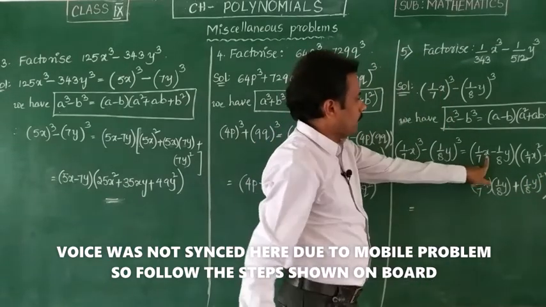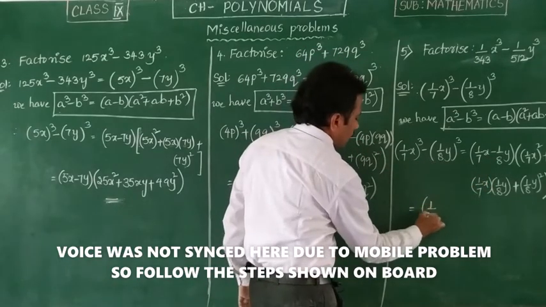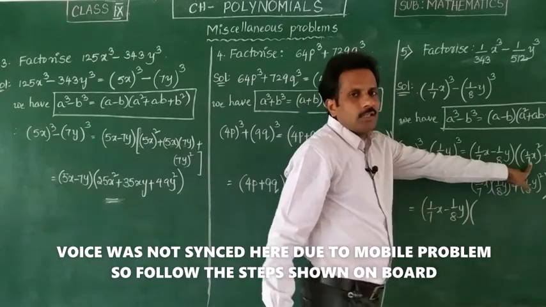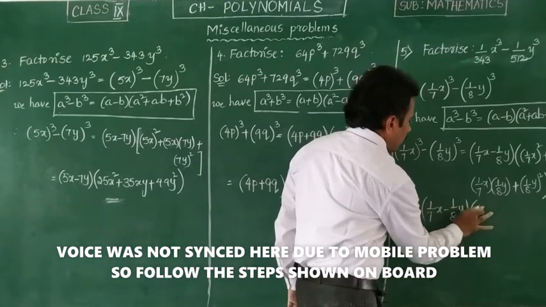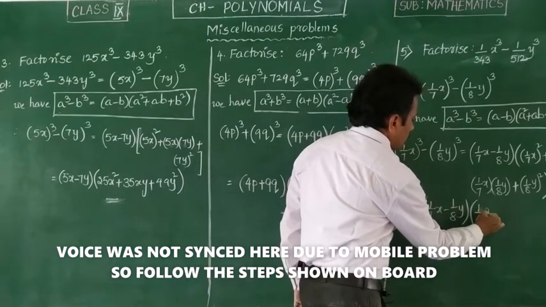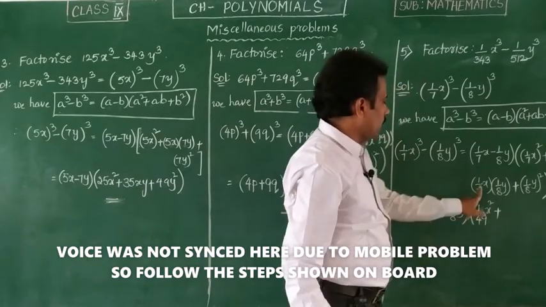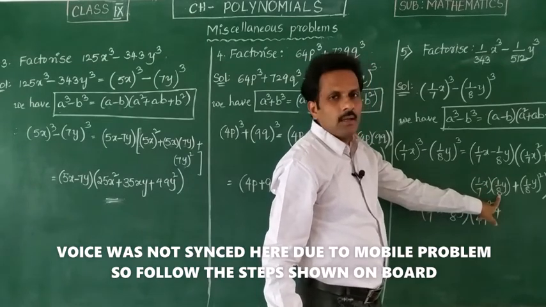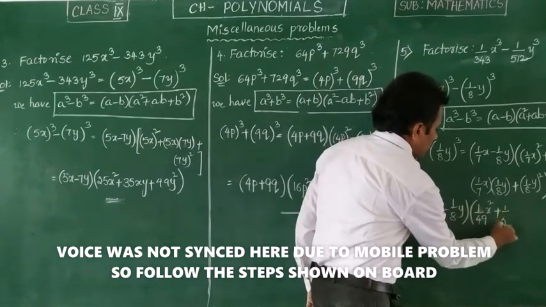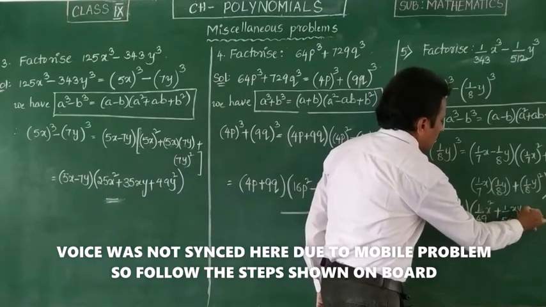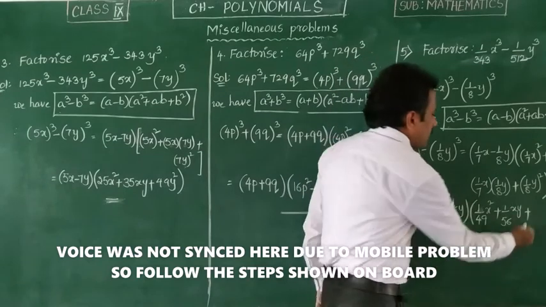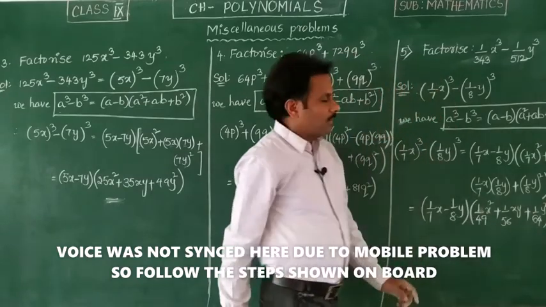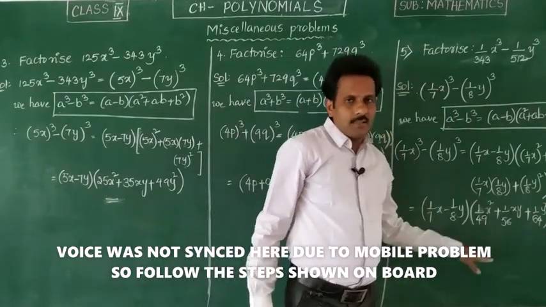So 1 by 7x minus 1 by 8y as usual, multiplied by 1 by 7x whole square, which we can write as 1 by 49 x square, plus 1 by 7x into 1 by 8y. 1 ones are 1, 7 into 8 is 56, so 1 by 56 xy, plus 1 by 8y whole square, which we can write as 1 by 64 y square. Now we have got the irreducible factors because it cannot be factorized further.